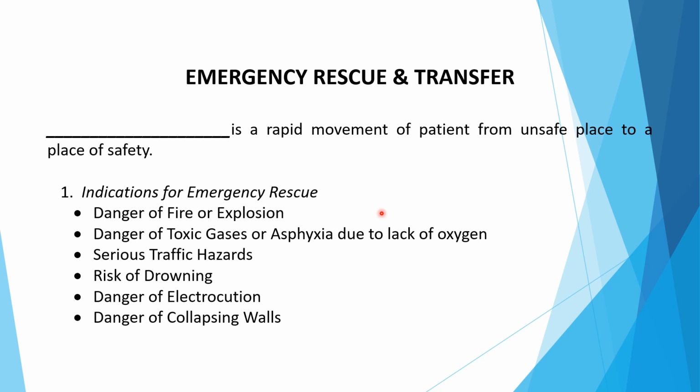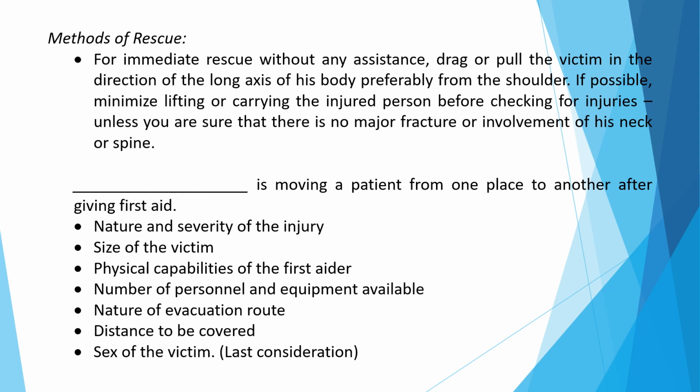Methods of rescue, for immediate rescue without any assistance, drag or pull the victim in the direction of the long axis of the body, preferably from the shoulder. If possible, minimize lifting or carrying the injured person before checking for injuries, unless you are sure that there is no major fracture involving the neck or spine. So the one we will use is only dragging or pulling the patient.